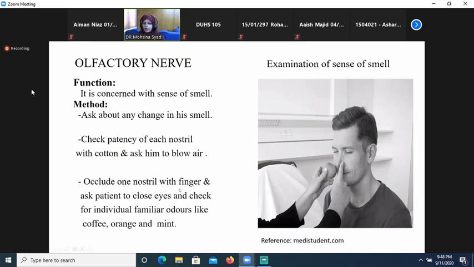Then you check for the sense of smell. For this, again, you need to block one nostril with the finger and ask the patient to close the eyes and check for individual familiar odors like coffee, orange, and mint. If the patient is able to tell, then his sense of smell is normal. Otherwise, if the patient is not able to tell, then he must be having some anosmia.